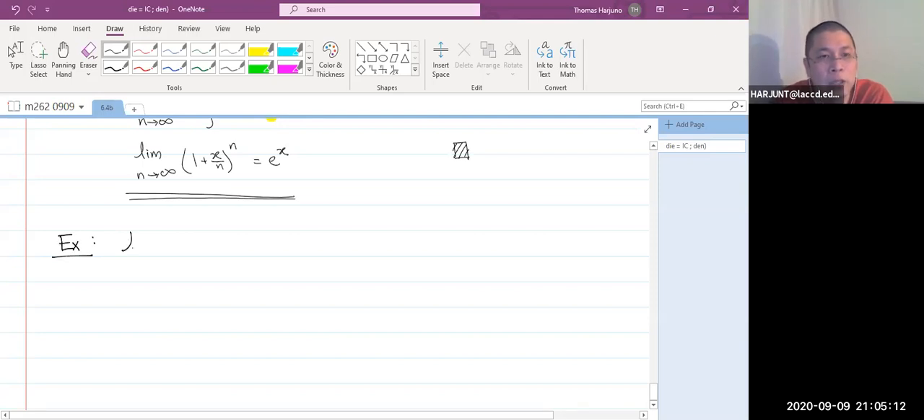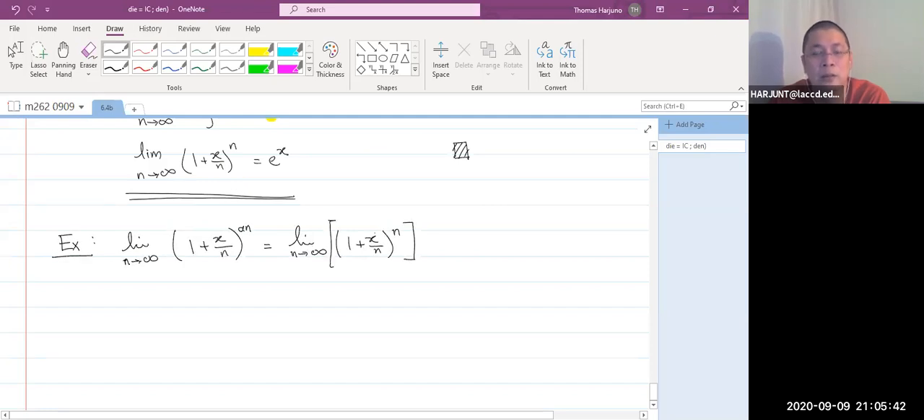For example, what is the limit as n goes to infinity of 1 plus x over n to the, let's say, a n? This is actually the limit as n goes to infinity of 1 plus x over n to the n, to the power of a.